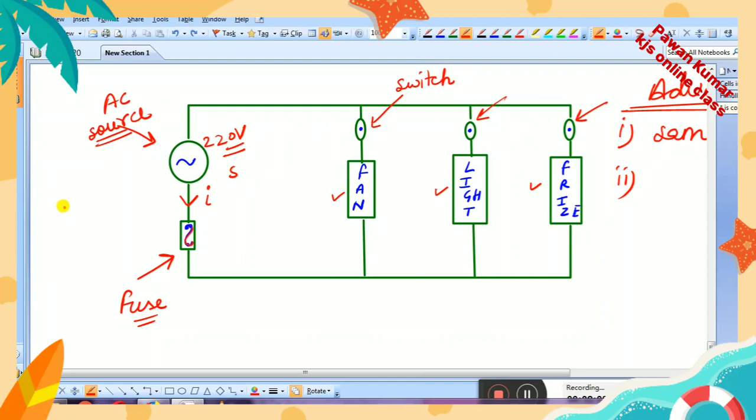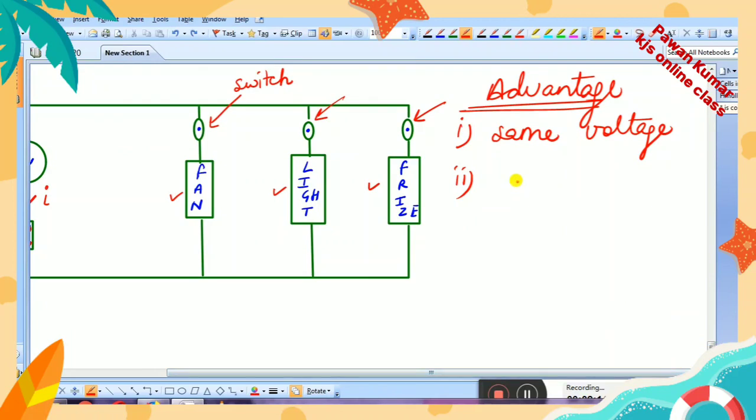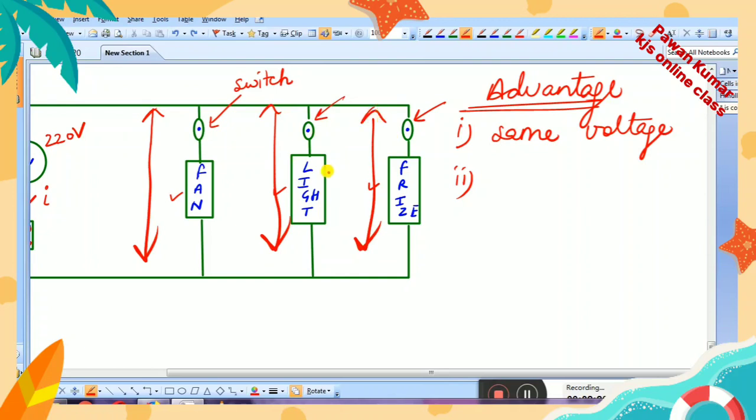Right children, remember these things, can be asked in exam. Could be possible, I will ask. Now if there is 220 volt at the AC source, then here also we will get 220 volt, here also we get 220 volt, and here also I got 220 volt. Everywhere in parallel I will get same voltage.